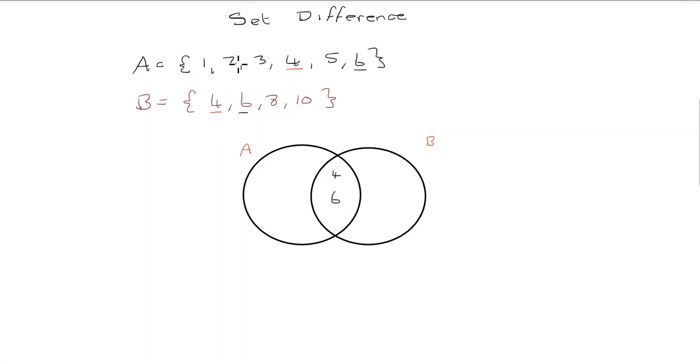Okay. So then I'd start putting in the ones for A. So 1 we put in here. 2 goes in here. 3 goes in here. 4 we have in here. It's part of A and it's part of B. 5 will go in here. 6 is here. So we have 8 then is only in B, and 10 is only in B as well. So we've two sets.